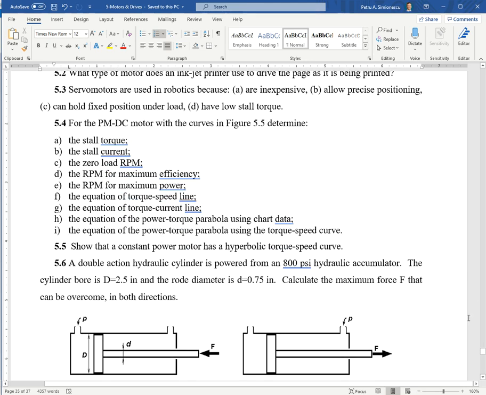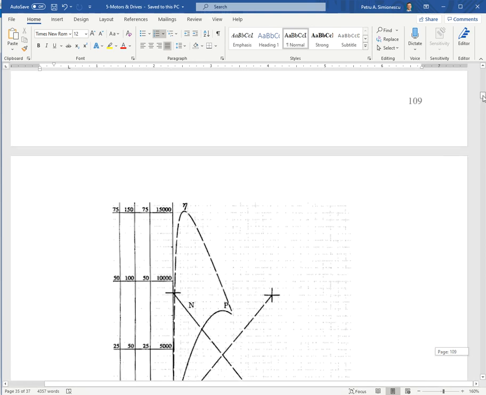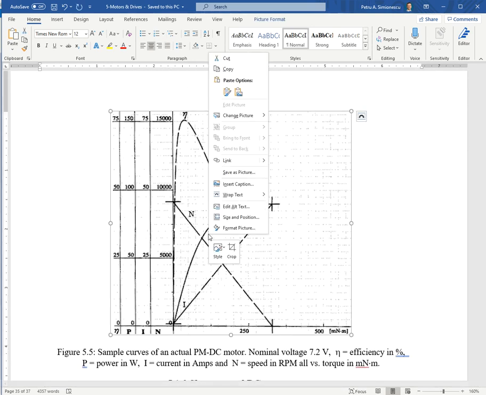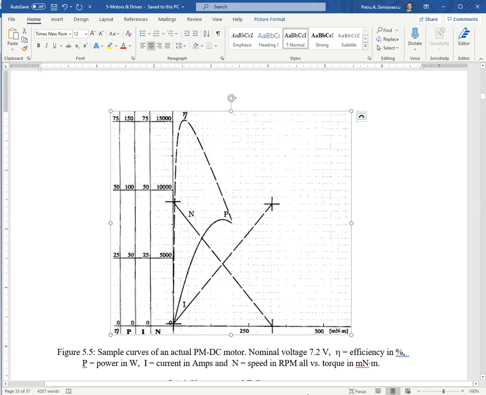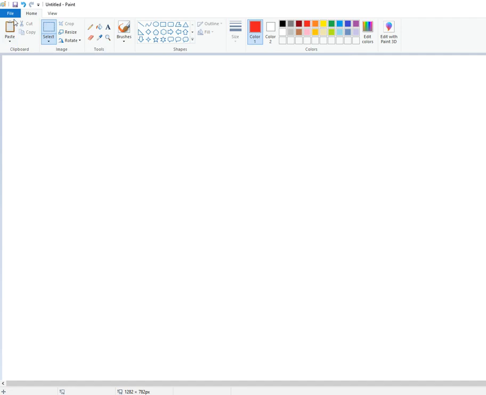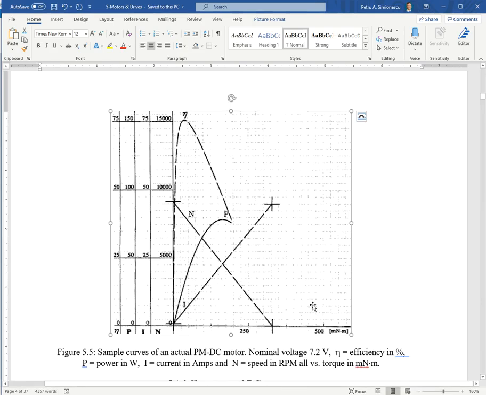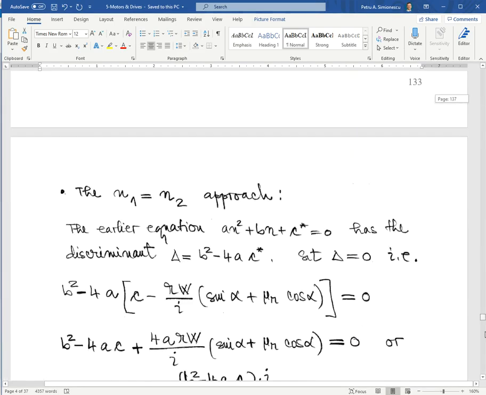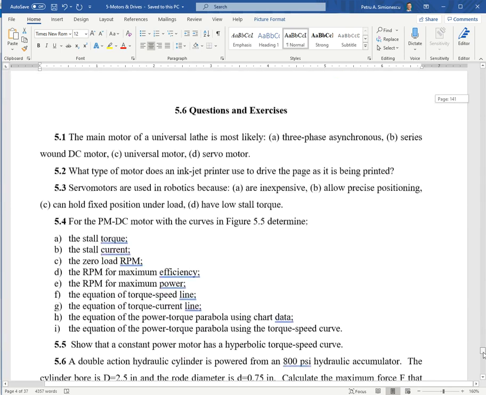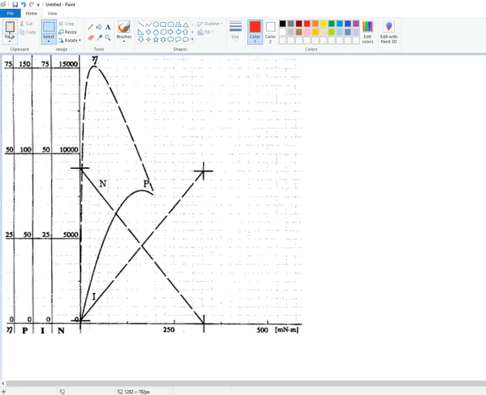This is for the permanent magnet DC motor here. So you want to find certain parameters. Let's go and see what is required. Stall torque. Print screen. Paste.